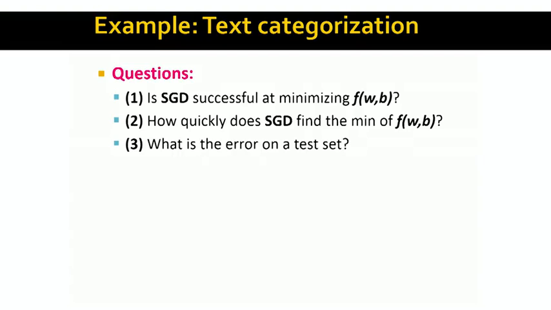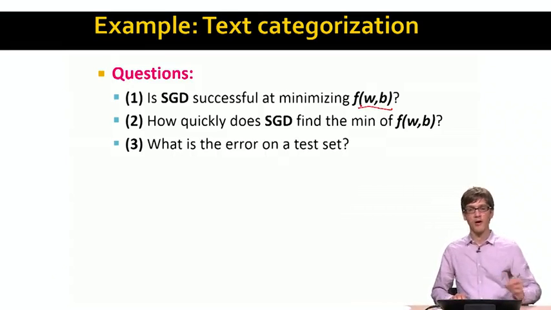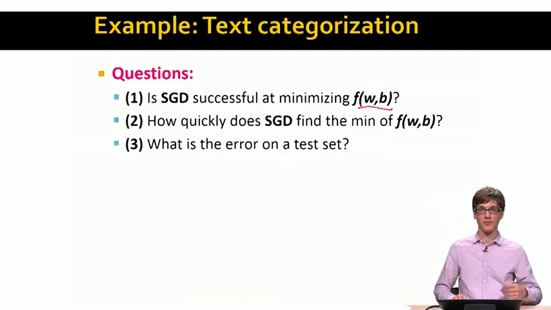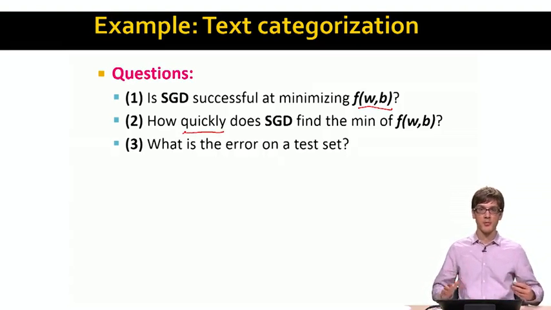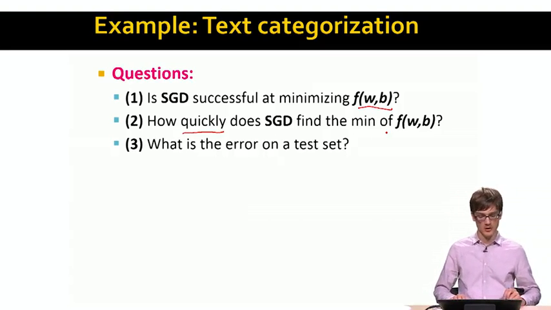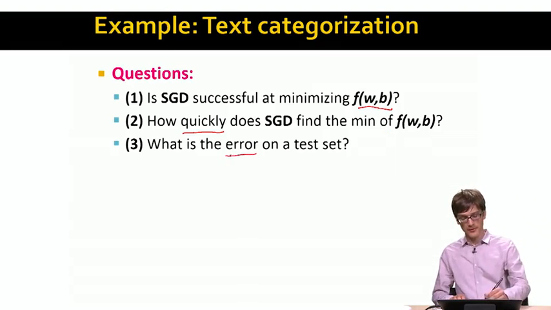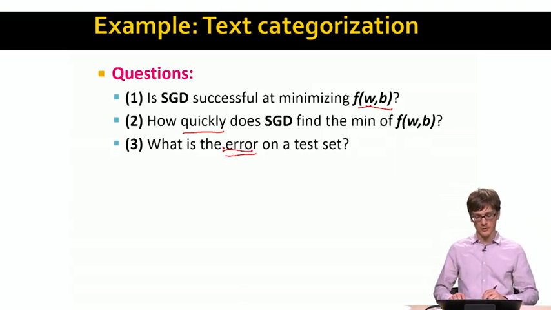There are three interesting questions that we may want to ask. First, does stochastic gradient descent really minimize our objective function? How successful is it as a method for finding the minimum of our objective function f of W, B? Second, how long does it take? How much processor time, how much wall clock time, does it take for stochastic gradient descent to find the minimum? And then, after we find this W, how well does it generalize to future data? What is the error on the training data set?